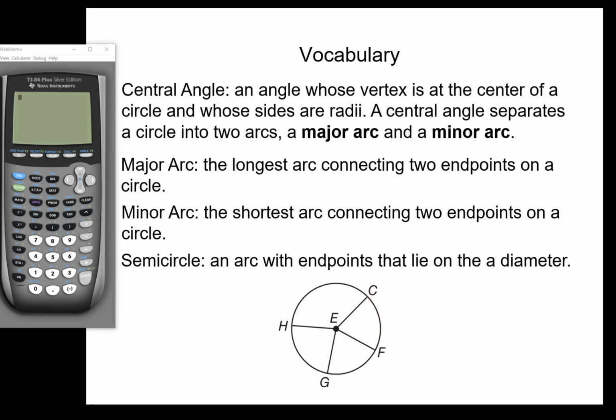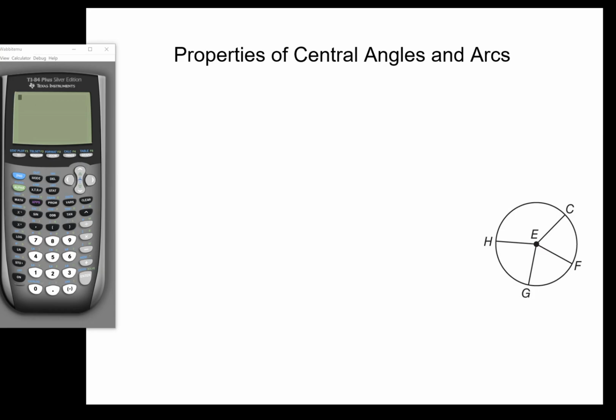Now, a semicircle is an arc with endpoints that lie on a diameter. I don't have one drawn here, but let's just pretend I can draw this correctly, and let's pretend that that is a diameter. Then, in that case, either direction to the left or to the right would be a semicircle. Pretty easy. Now, here's what you need to know about your central angles and their arcs.